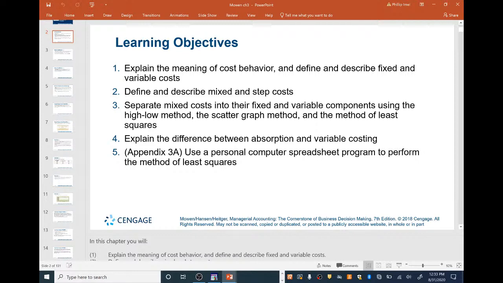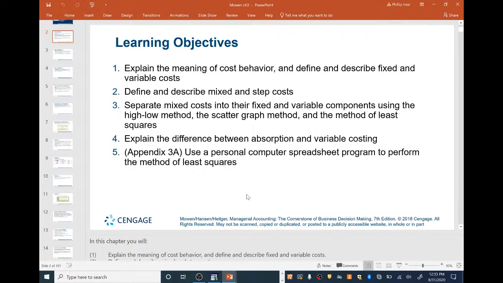Okay, we can see we have a fifth learning objective, Appendix 3A, which is the use of a personal computer spreadsheet program to perform the method of least squares. I'm not going to get into that today. This is enough material as it is. It's a long enough lecture as it is. So if you're interested in that on your own, you can get into that.